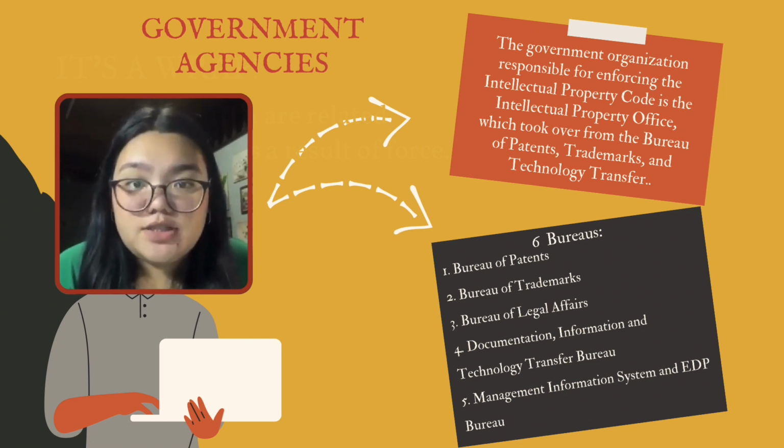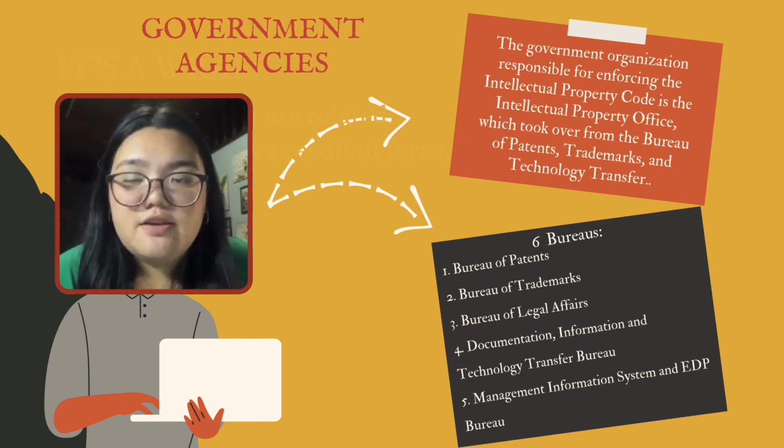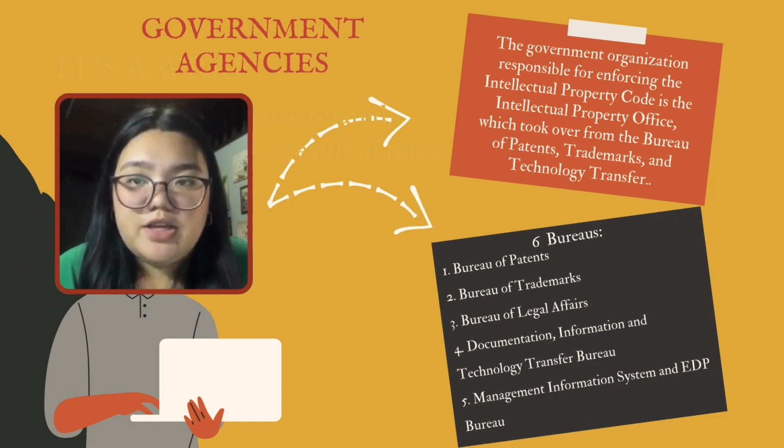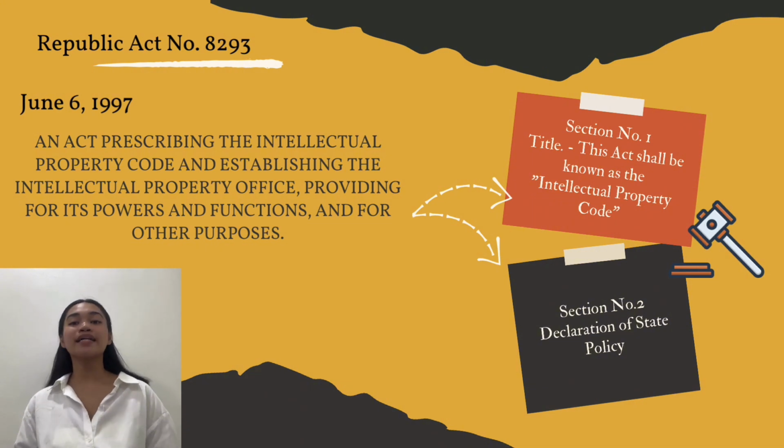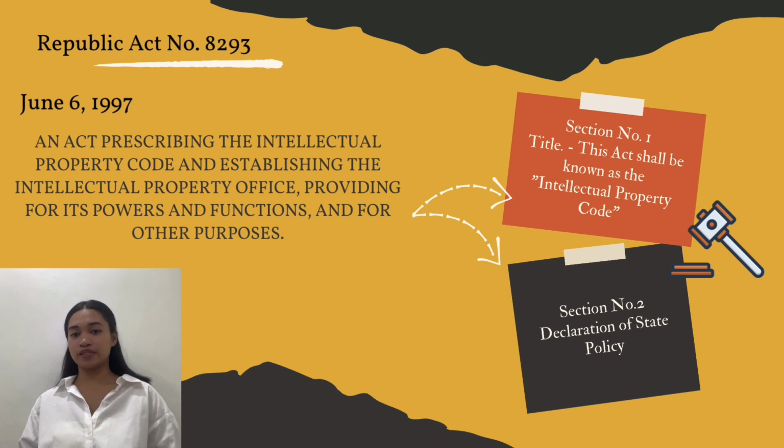It is divided into 6 bureaus. First is the Bureau of Patents. Second is the Bureau of Trademarks. Third is the Bureau of Legal Affairs. Fourth, Documentation, Information, and Technology Transfer Bureau. And last, Management Information System and EDP Bureau. Now let's discuss Republic Act Number 8293, June 6, 1997. An act prescribing the Intellectual Property Code and establishing the Intellectual Property Office, providing for its powers and functions and for other purposes.